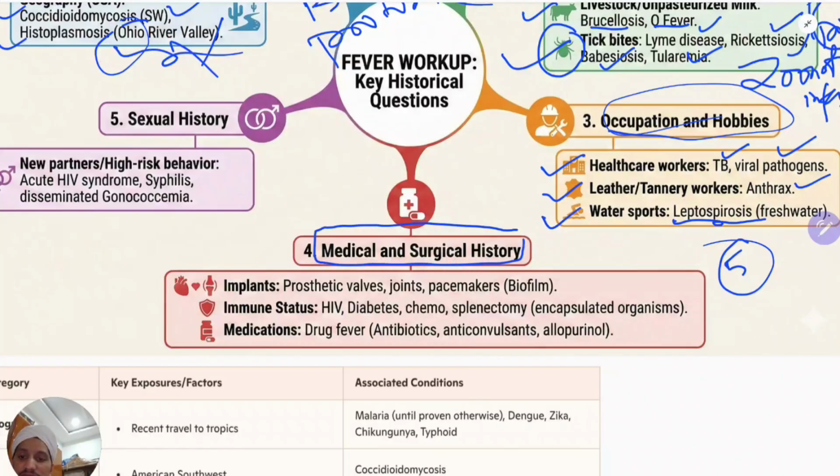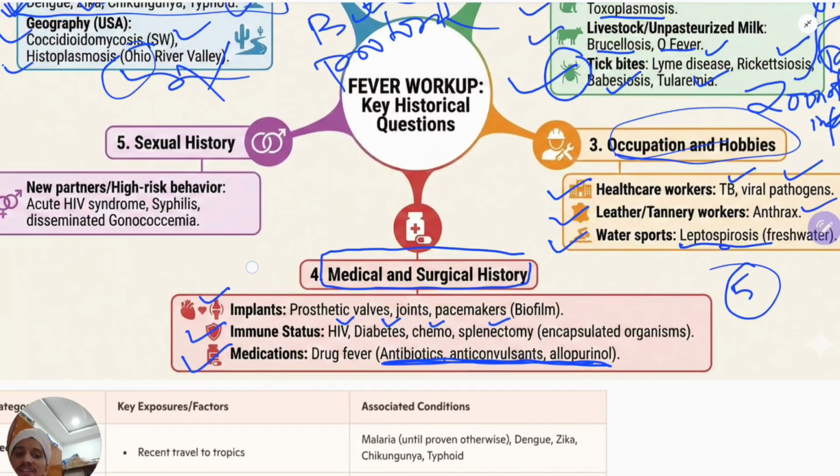Fourth one is medical and surgical history. So whether the patient has implants, what is the immune status of the patient, whether the patient has HIV, diabetes, chemo, splenectomy, whether the patient is taking some medications like antibiotics, anticonvulsants, allopurinol, because these will cause drug fever. So that is the fourth thing, medical and surgical history.